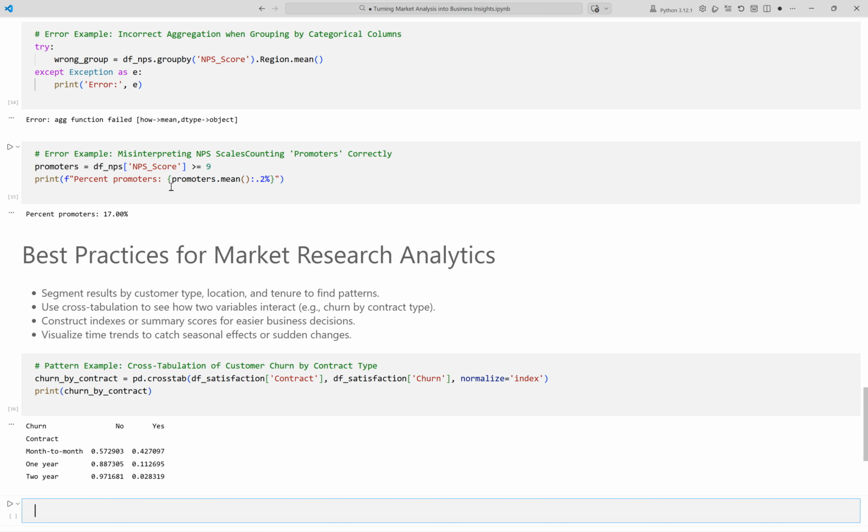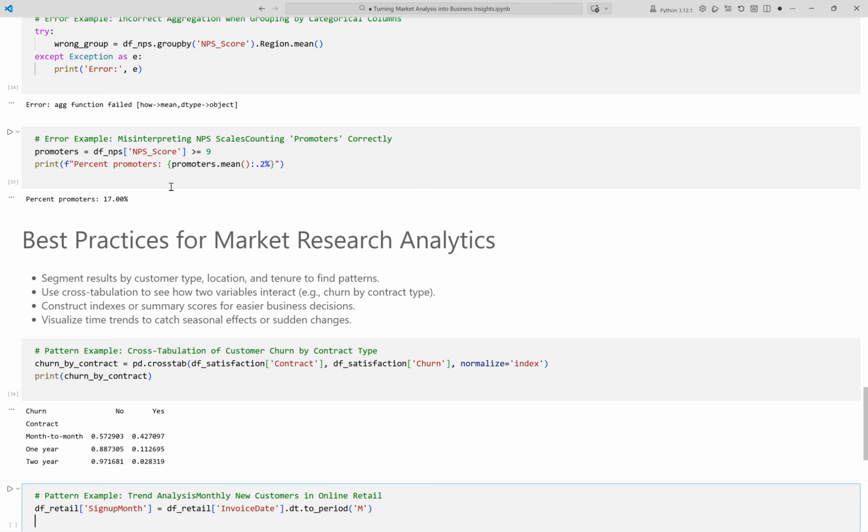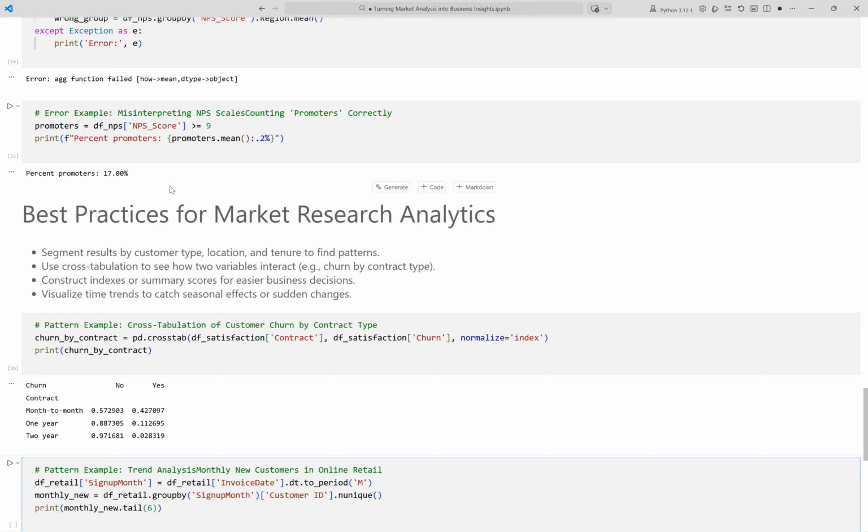Tracking customer acquisition across months helps spot business growth. We bucket transactions by the month of invoice. We count unique customers per month, revealing trends over time. The output displays the latest monthly new customer counts.